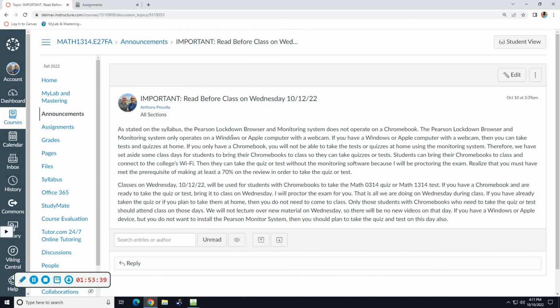As stated on the syllabus, the Pearson Lockdown browser and monitor system doesn't work on a Chromebook, only operates on a Windows or Apple computer with a webcam. If you have a Windows or Apple computer with a webcam, then you can take the tests and quizzes at home. If you only have a Chromebook, you'll not be able to take the tests or quizzes at home using the monitor system. Therefore, we've set aside some days for students to take the Chromebook to class so they can take the quizzes or tests. Students can bring the Chromebooks to class and connect to the college's Wi-Fi. Then they can take the quiz or test without the monitor system because I'll proctor the exam.